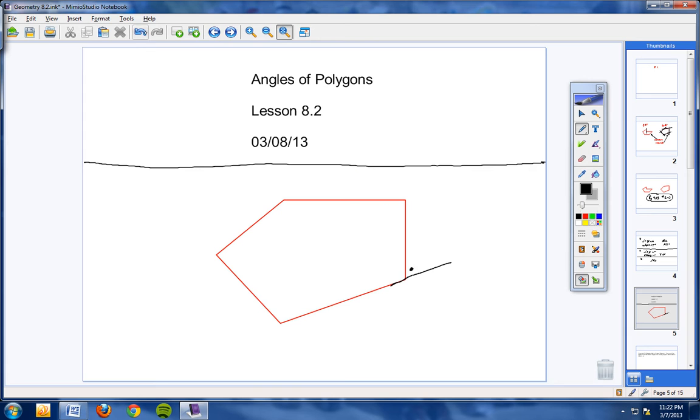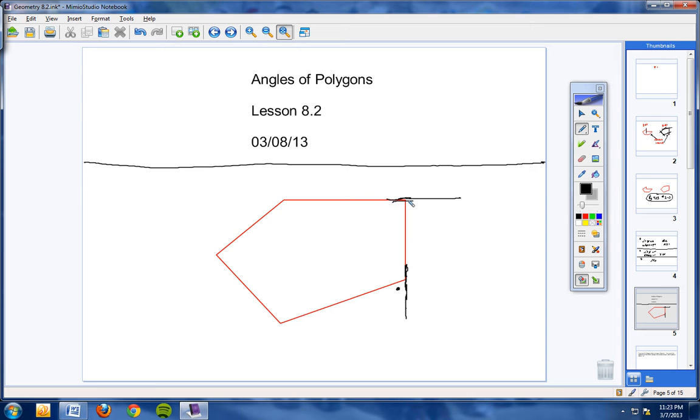Well, Mr. Earhart, what if you extend the other side? No problem. I don't care. That's fine. So let's extend this side. Then this would be your exterior angle. Do you see what I'm saying? In order to have an exterior angle, you take one side of a vertex or a corner and you extend one side. Please don't extend both sides. You extend one side.